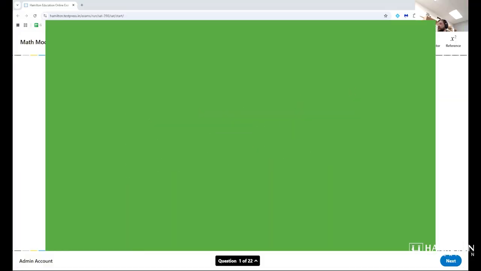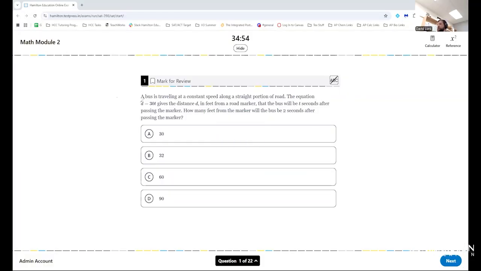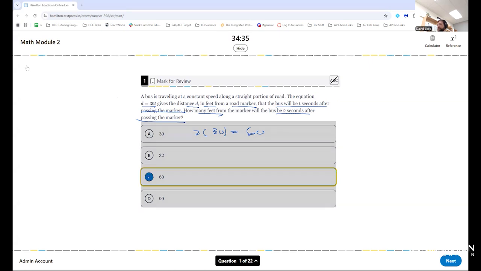Question 1. A bus is traveling at a constant speed along a straight portion of the road. The equation d equals 30t gives the distance d in feet to the road marker the bus will be t seconds after passing the first marker. How many feet will the bus be 2 seconds after passing the marker? So we have the time, we have the rate of 30, and then the distance is going to be 60 feet. So the answer is C.